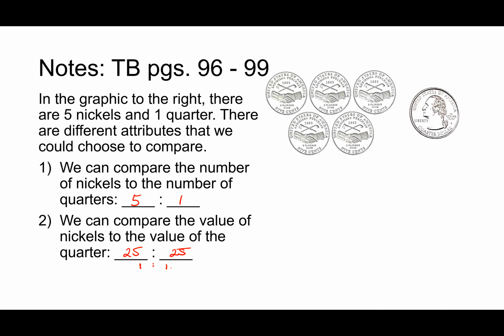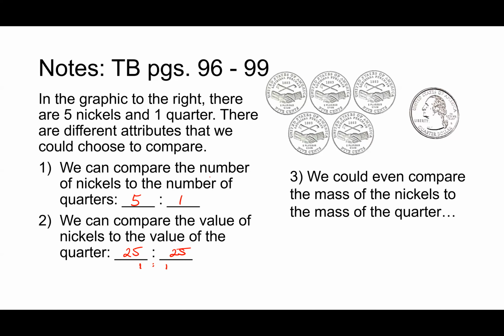We could compare the mass of the nickels to the mass of the quarter. What would we get then? Mira? I can give you the answer if you give me a balance. Oh, 5 quarters and 5 nickels and a quarter. Good answer. I like that. I was prepared for somebody to try to give me an answer, and I was going to say you don't know, but that was a perfect answer. Good job.